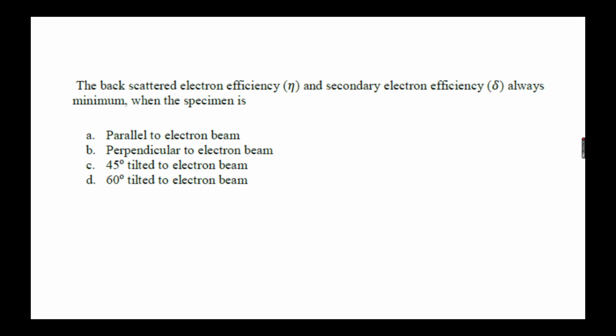The backscattered electron efficiency and secondary electron efficiency are always minimum when the specimen is parallel to the electron beam, perpendicular to the electron beam, 45-degree tilted to the electron beam, or 60-degree. Parallel means 0, perpendicular means 90, then 45 and 60. So what could be your thought on this? Can you give the answer for this? Answer is B. Okay.